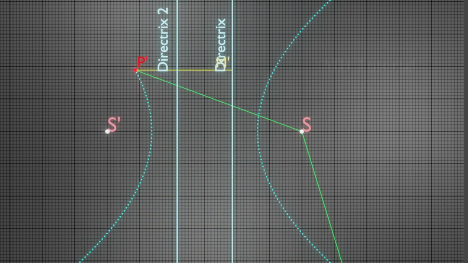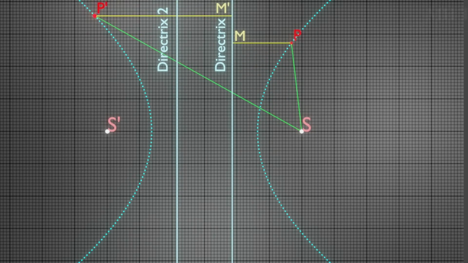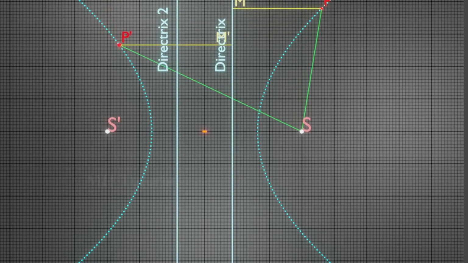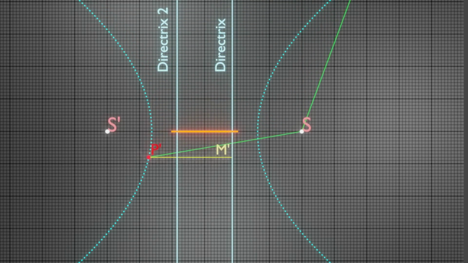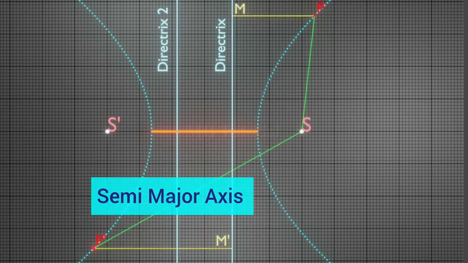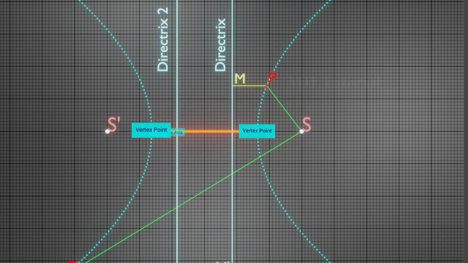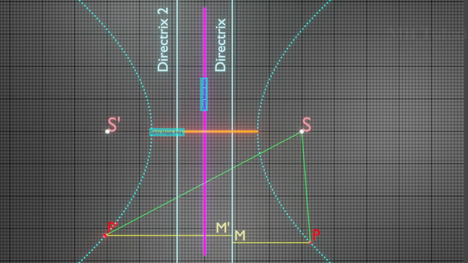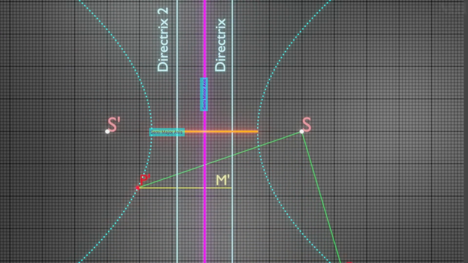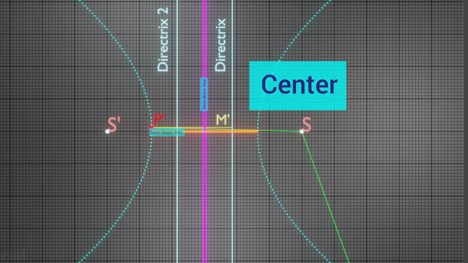Actually, hyperbola, by default, is generated in pair. This second curve is called a conjugate hyperbola, and is a mirror symmetrical to the first curve. Also, note that there exists a secondary directrix and a secondary focal point. The closest distance between these two curves is known as semi-major axis. These two closest points are vertex points, and a perpendicular bisector of the semi-major axis is called a semi-minor axis. The point where these axes intersect is the center of the hyperbola.